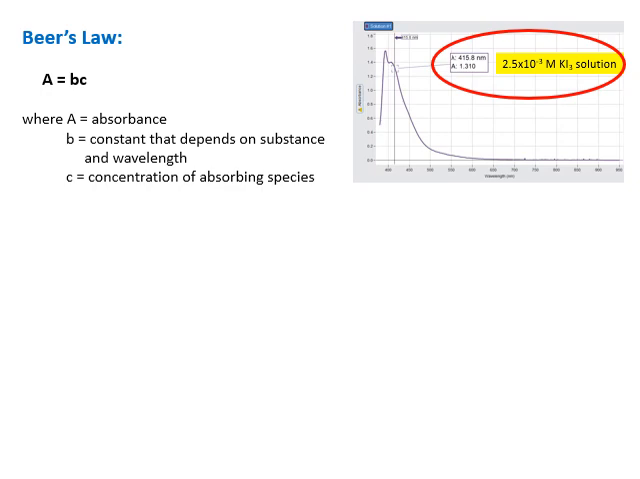Since we know the absorbance of the solution, 1.310, and the concentration of the potassium triiodide, 2.5 times 10 to the minus 3 molar, we can then calculate a value for the Beer's law constant B.